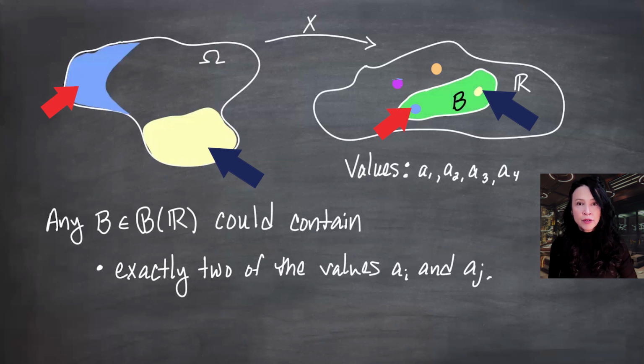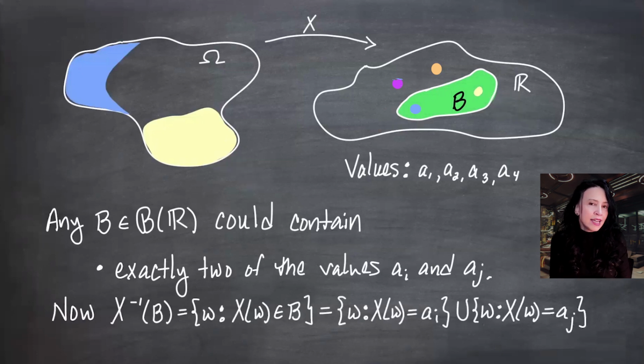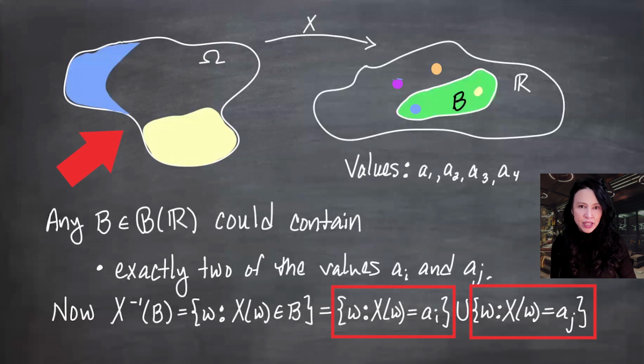In other words, the inverse image of a Borel set that contains exactly 2 of these values can be written as a union of 2 of these inverse image sets of single points. And again, that's what I was trying to convince you of. For a simple random variable, it suffices for you to look at single points. Because if this inverse image is in the sigma field over here, and this inverse image is in the sigma field over here, then the union is in the sigma field because it's a sigma field. And then at least checking this part, that X appears to be measurable.